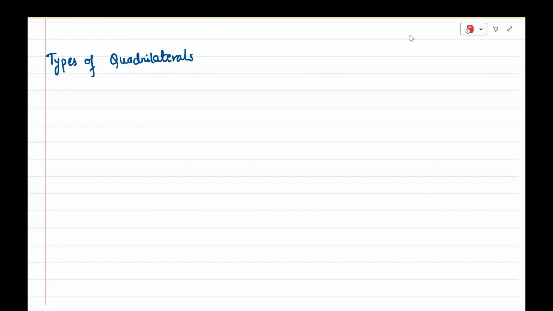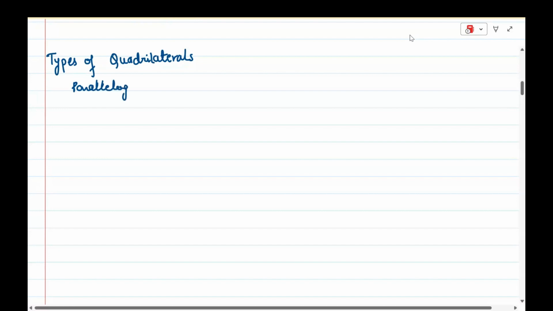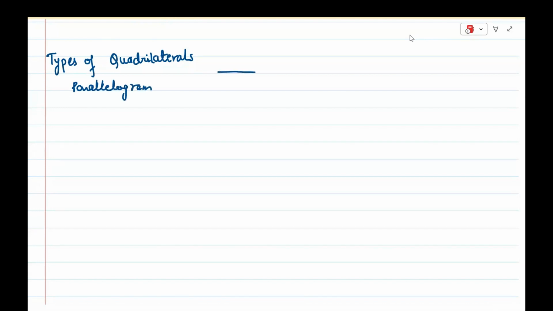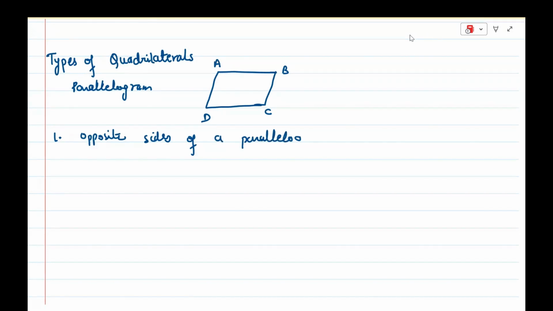So now let's understand the properties of a parallelogram. What are they? Let's first draw the parallelogram. Suppose this is a parallelogram ABCD. The first property says opposite sides of a parallelogram are equal. So we understood opposite sides of a parallelogram are equal.